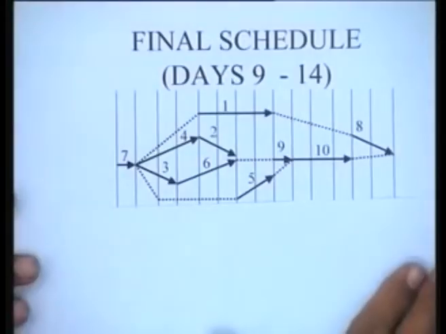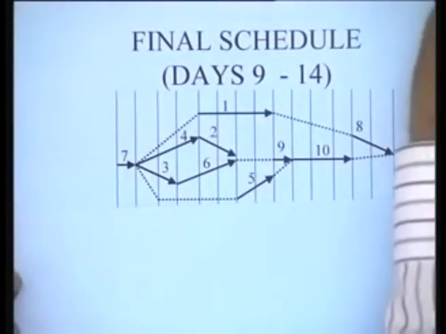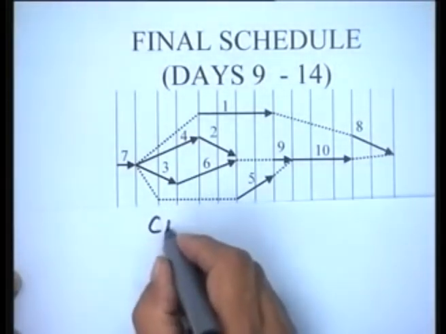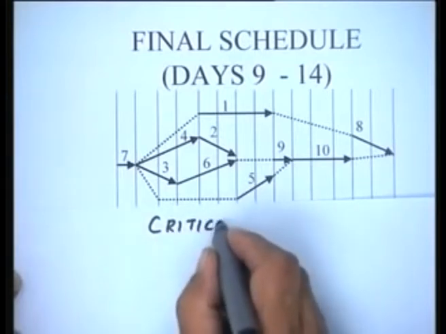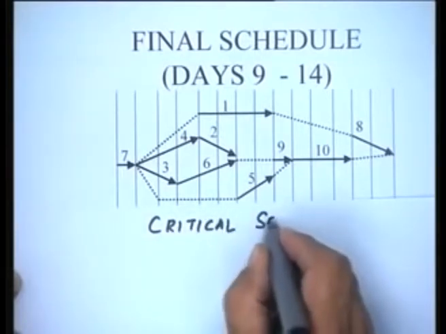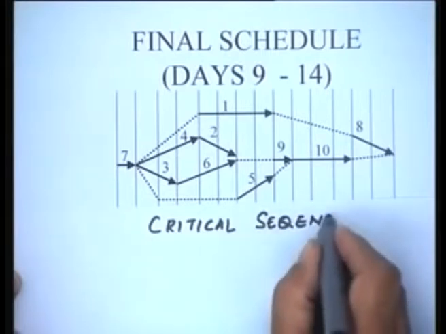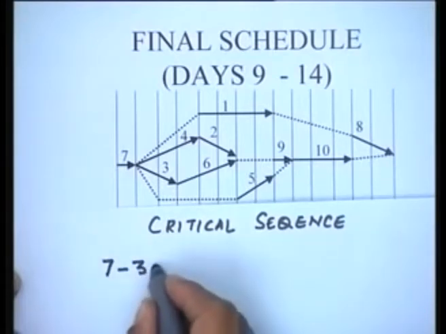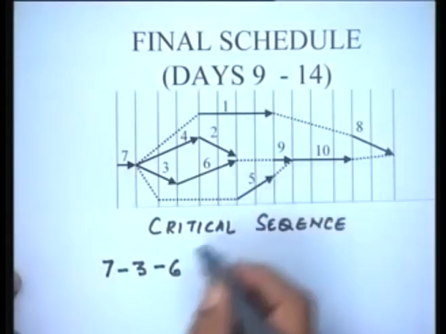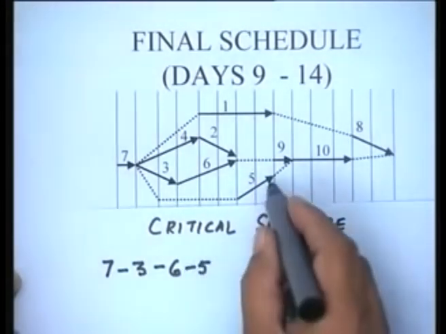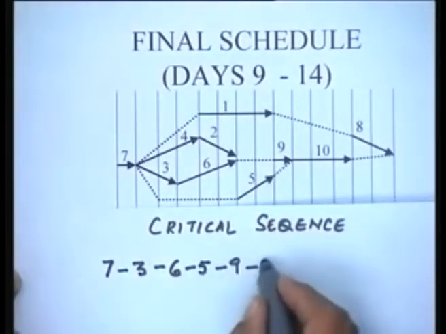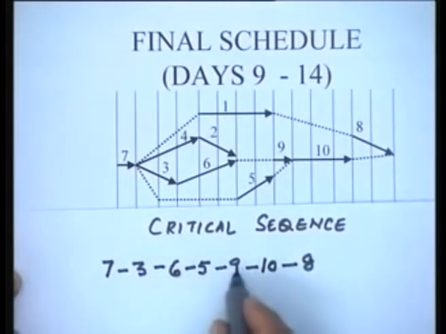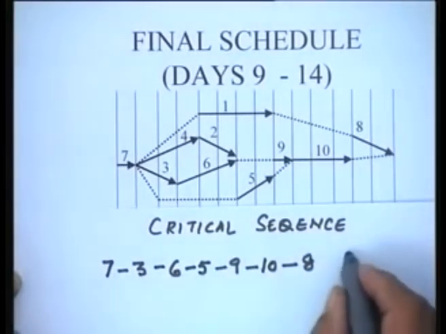In this very network, let us try to understand the notion of a critical sequence. Let us see what is a critical sequence. You see, you go to activity 7, then you go to 3, then you go to 6, and from 6 I add up to 5, and from 5 I add up to 9, and from 9 I add up to 10. If I add up the durations of these activities, this is nothing but a critical sequence.